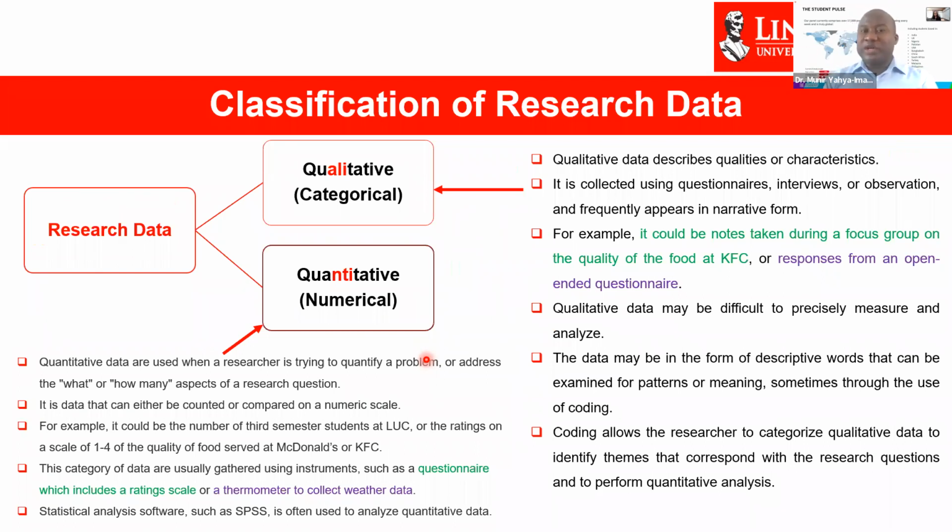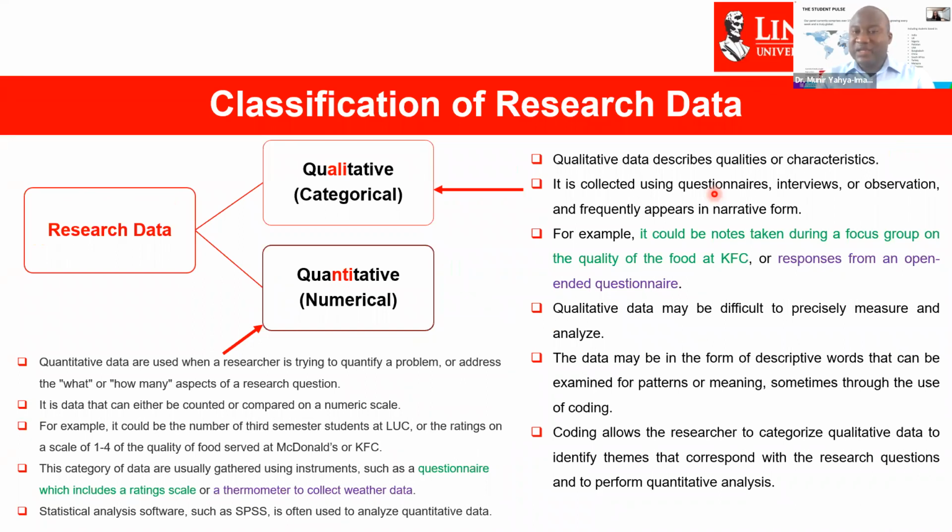However, qualitative data is mostly categorical data. Qualitative data describe qualities or characteristics of a particular object. It is collected using questionnaires, just like quantitative data. It can also be collected using interviews or observation, and frequently appears in narrative form. For example, it could be notes taken during a focus group on the quality of the food at KFC, or responses from an open-ended questionnaire. So these are the differences between qualitative and quantitative data.